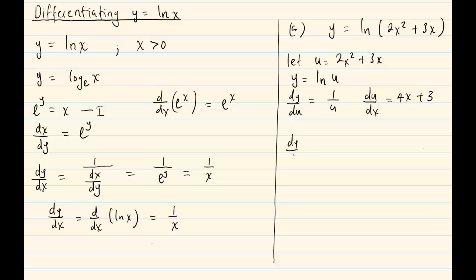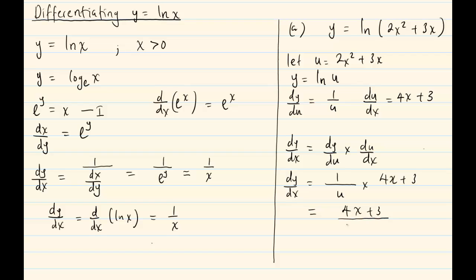Now dy/dx is going to be equal to dy/du multiplied by du/dx. So dy/dx of this current function that we're looking at is going to be dy/du, it's 1 over u, multiplied by du/dx, which is 4x plus 3. But u is this term here, 2x squared plus 3x, so it'll be 4x plus 3 divided by 2x squared plus 3x.